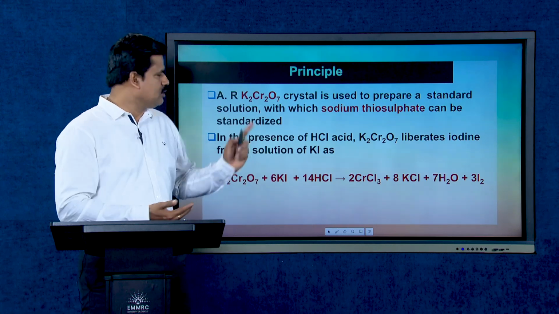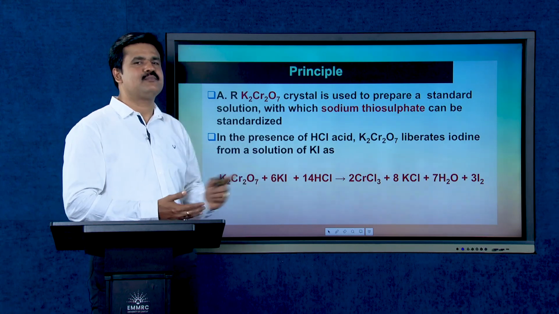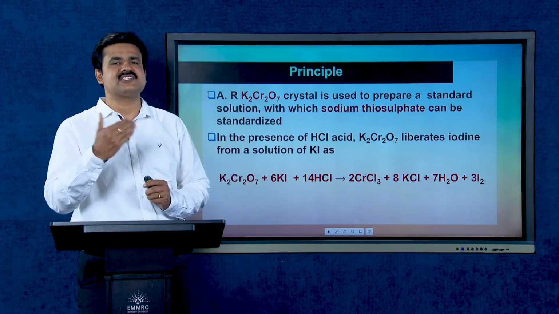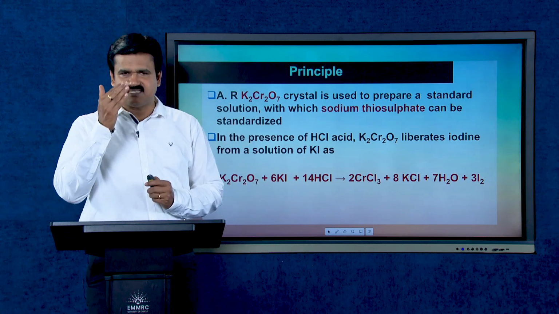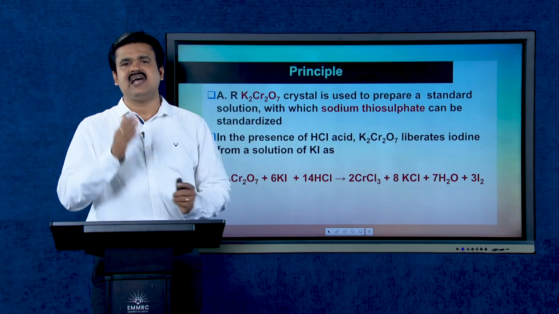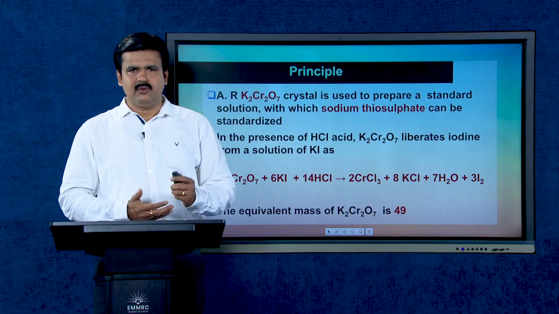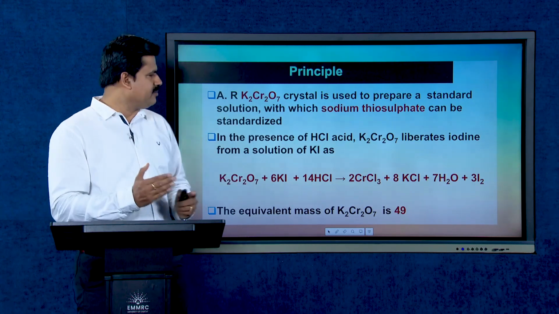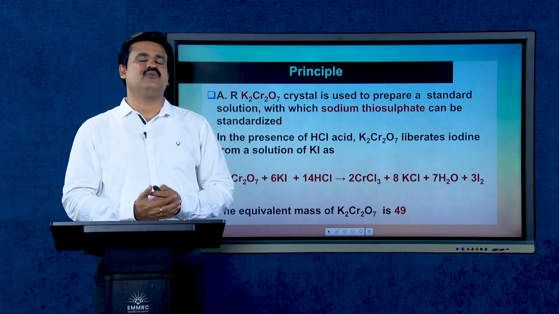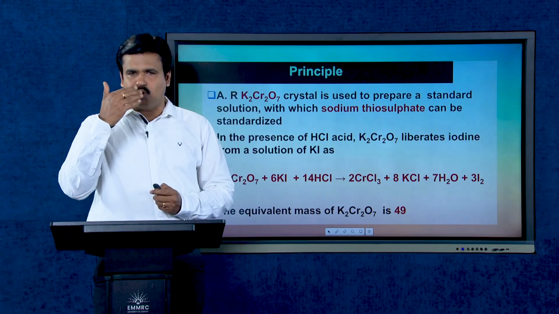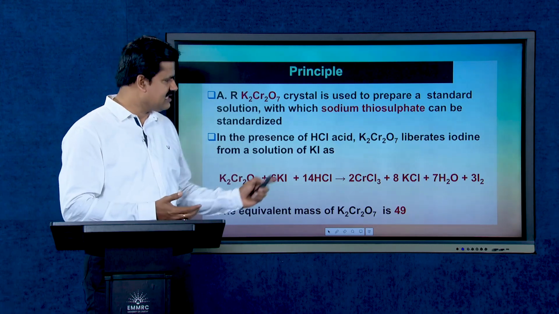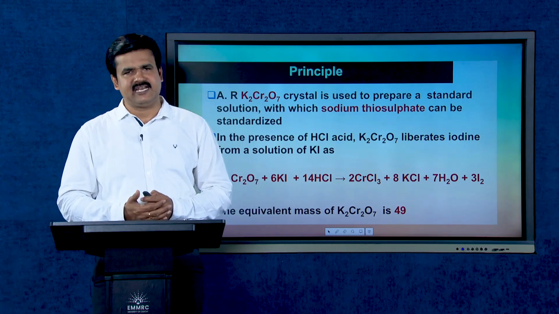At the same time, the oxidation state of I minus present in potassium iodide is converted to 0. That is, I minus undergoes oxidation to produce iodine. So, it is very well clear that this is a redox reaction. So, in this reaction, iodine is liberated. Now, in this reaction, the equivalent mass of an oxidizing agent is equal to molar mass divided by change in oxidation number. Based on that argument, we will get the equivalent mass of potassium dichromate as 49.